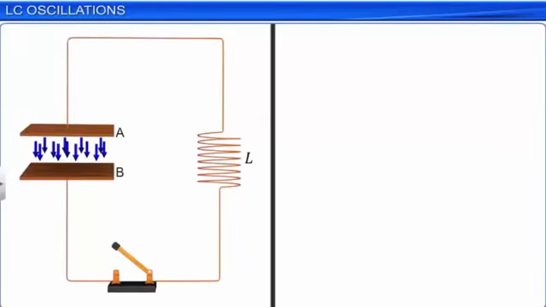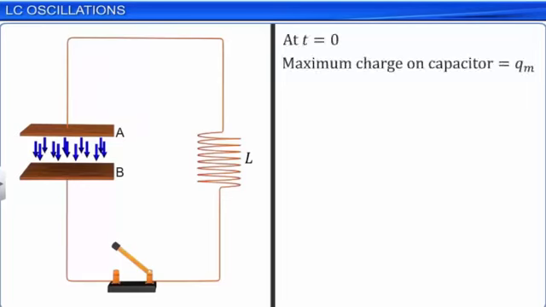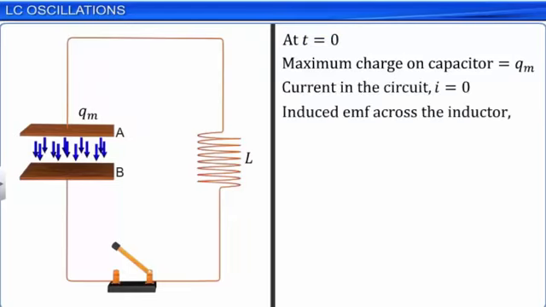Now, let us obtain an expression for the natural frequency of these oscillations in the LC circuit. Let Qm denote the maximum charge on the capacitor at time t equal to 0. At this instant, the current in the circuit and the induced EMF across the inductor are equal to 0.